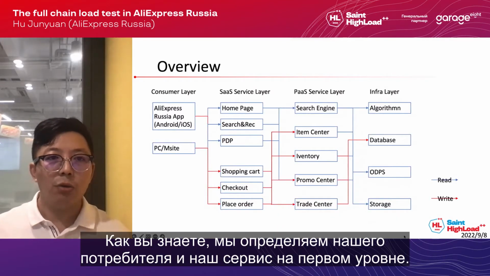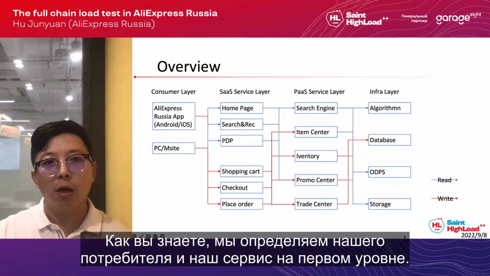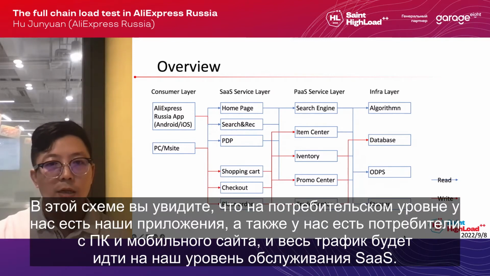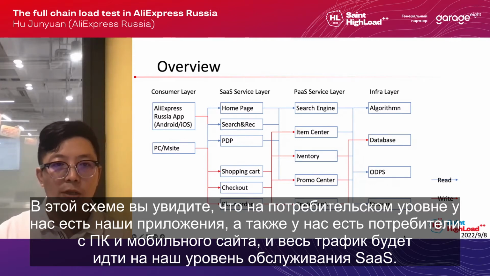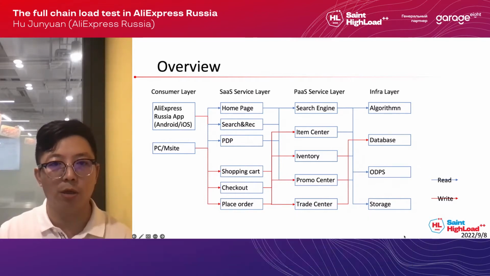As you know, we define our consumer and our service in four layers. In this graph, you will find that in the consumer layer we have our apps, and also the consumers from the PC and the M side. All the traffic goes to our SaaS service layer. It has the homepage, search, PDP, and the most important, our purchase experience: cart, checkout, and place order also.